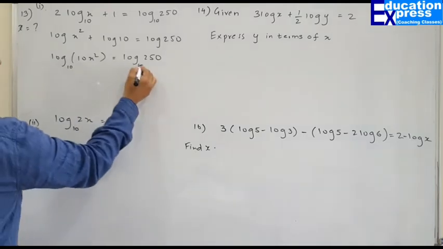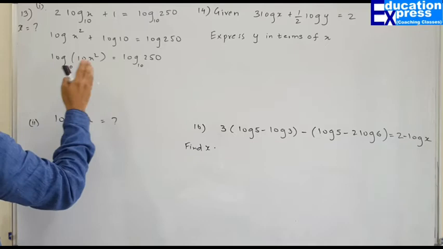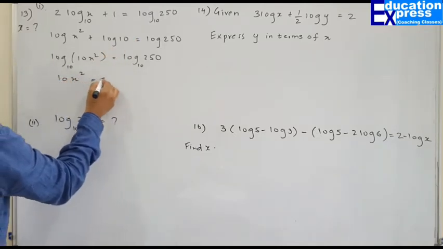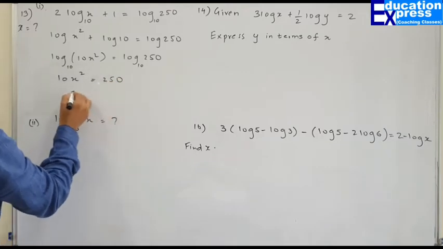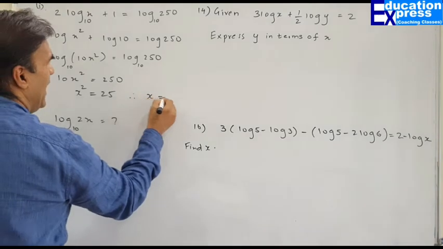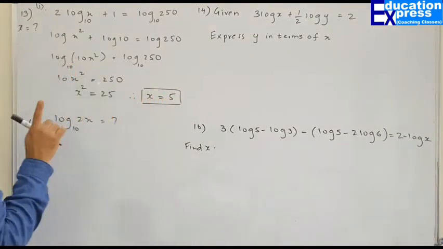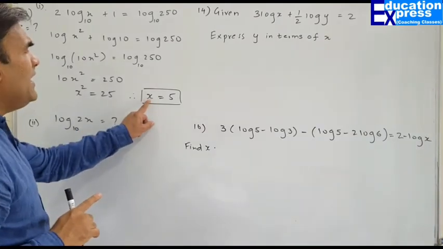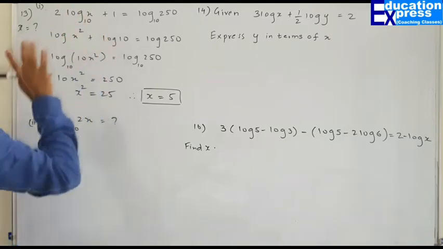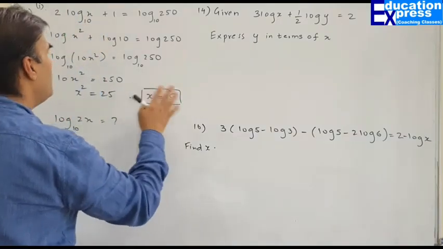Since we have log on both the sides, same base, when you compare, remove the log. What you get is 10x square equals 250. That means x square equals 25. Therefore, x equals 5. Please do not mention plus or minus 5. Only the positive value of x will be accepted because we have x over here and not x square. So the value of x is going to be 5.